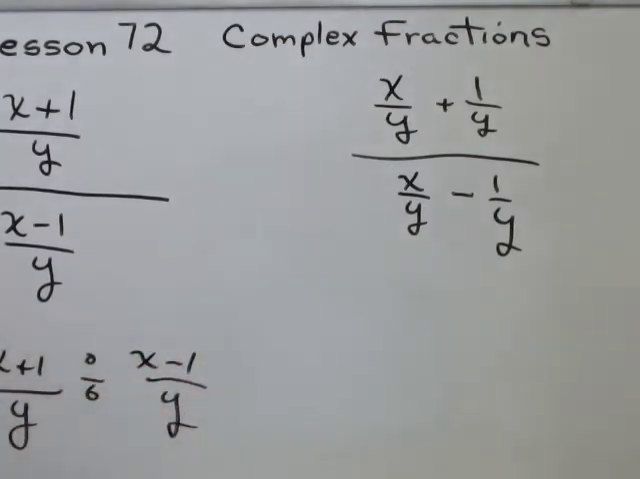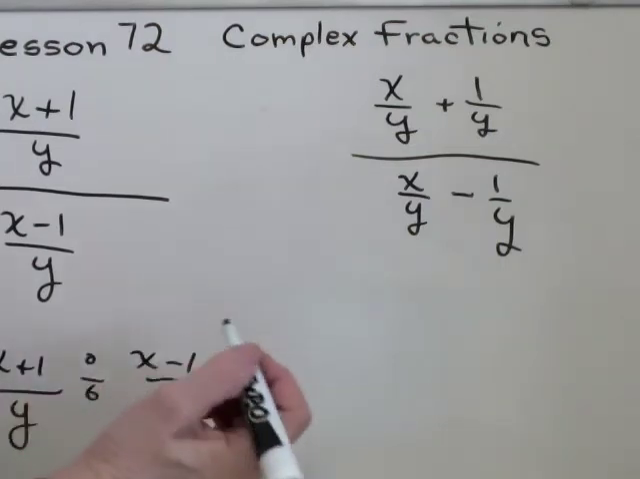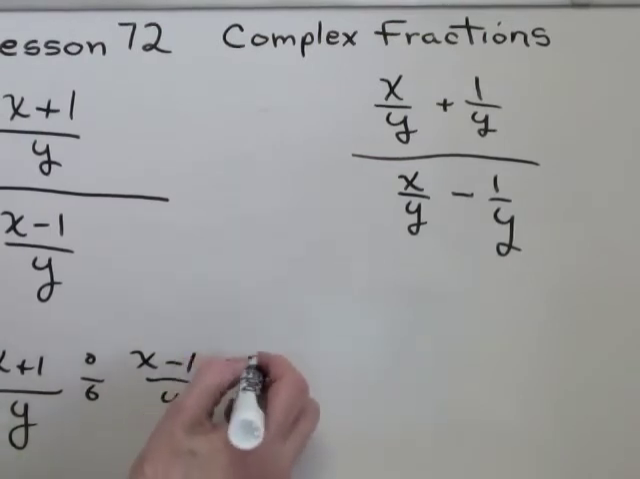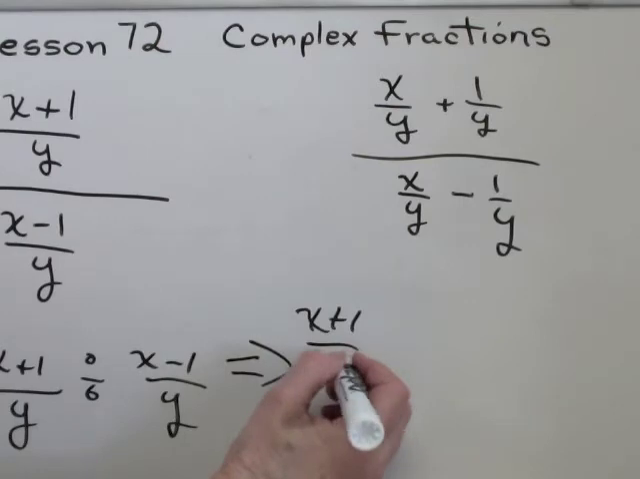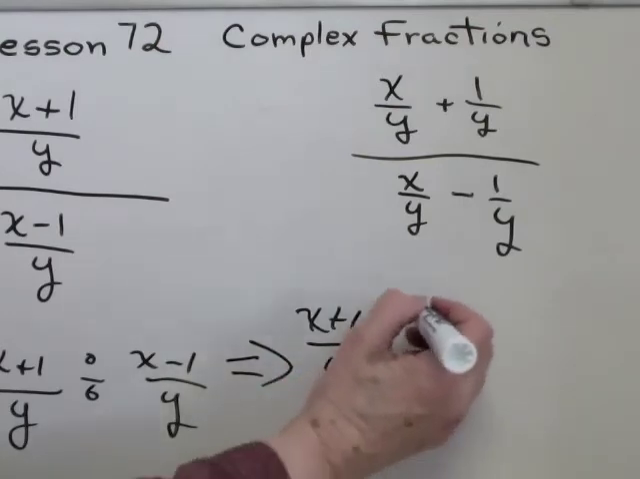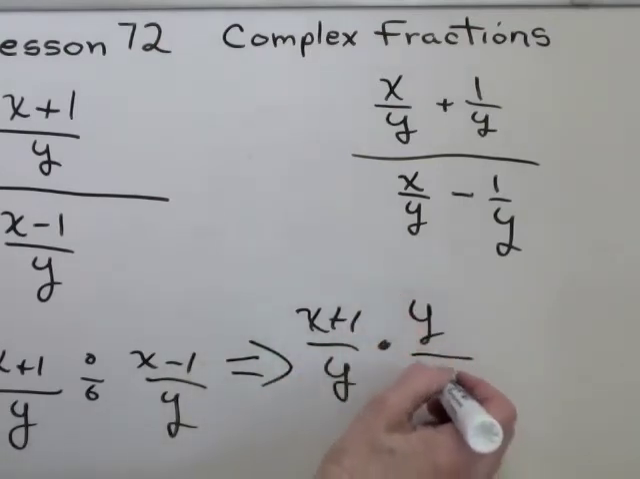And then you learned the rules of dividing fractions back in elementary school, and you learned that when you're dividing fractions, the process is to rewrite the problem and change that sign to a multiply. And what do you do to the second fraction? You use its reciprocal. So I rewrite this problem as x plus 1 over y times y over x minus 1.